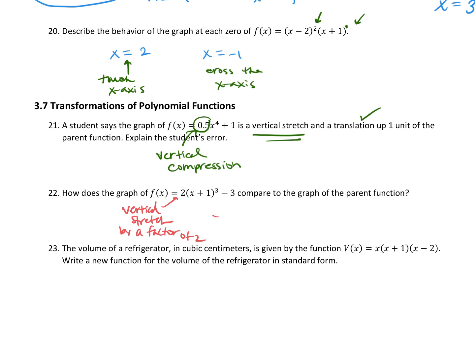This plus 1 right here, tricky x, is going to shift your graph to the left 1 unit. And then this minus 3 on the end is that vertical shift. It's very straightforward. It's a minus 3. We're going to go down 3 units.